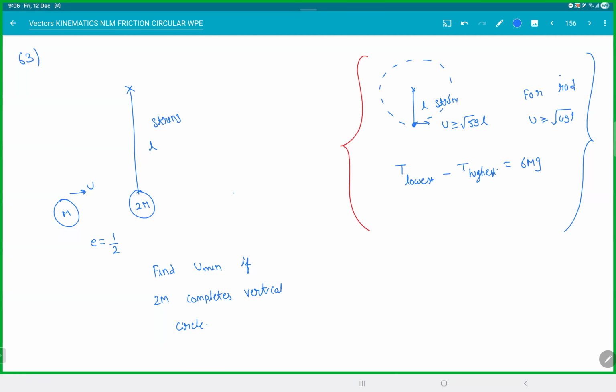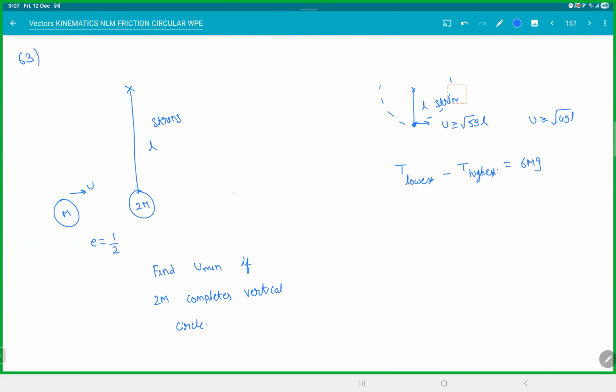Let's get this thing. Collisions and vertical circular motion. Right, Navya. How to do head-on collision problems?